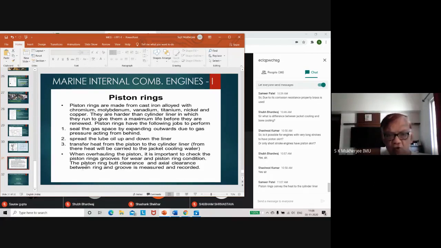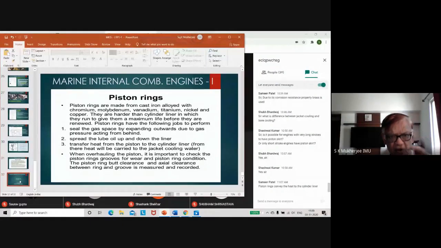Okay. So when overhauling the piston, it is important to check the piston ring grooves for wear and the piston ring condition. The piston ring butt clearance and the axial clearance between the ring and the groove are measured and recorded. Butt clearance is the clearance between the ends of the piston ring. So there has to be some clearance. If there is no clearance, that means the piston ring is tight inside the liner, which will cause very severe damage. There has to be a clearance to allow the springiness of the ring to work. All right, that is the butt clearance. The axial clearance is after the ring is fitted inside the groove: what is the clearance between the piston ring and the wall of the groove? That clearance also is very important. Otherwise, the piston ring will get caught inside the groove and it will not function as a free ring.